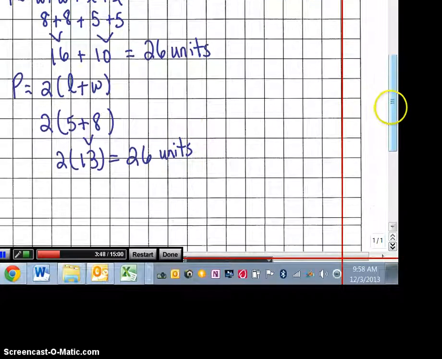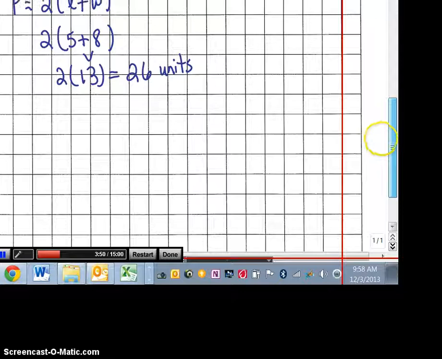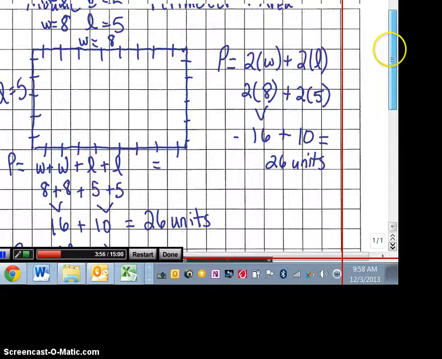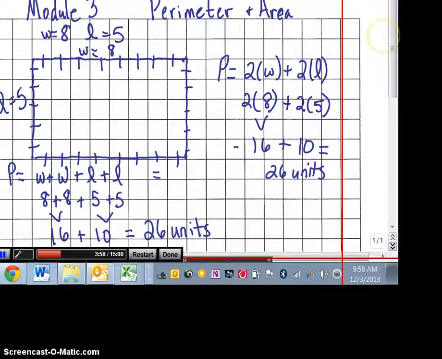Now I move on to finding area. Area is the measure inside of the rectangle, whereas perimeter was the measure outside. So if I wanted to, I could count all of these boxes. 1, 2, all of my square units, I should say. 3, 4, 5, 6, 7, 8. I have 8 in every row, and I have 5 rows. Well, that seems like a multiplication problem to me.